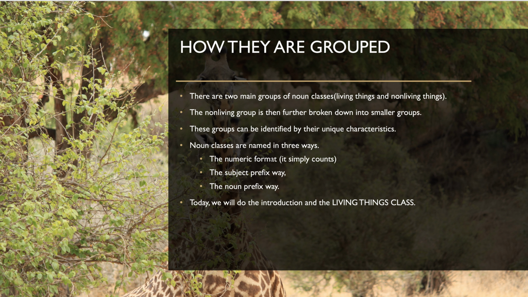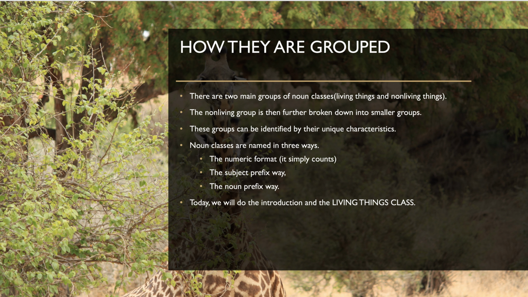So there are two main groups of noun classes, that is the living things versus the non-living things. Non-living things groups are further broken into smaller subsections that are determined according to the different characteristics of the nouns found therein. So noun classes are also named in 3 different ways.